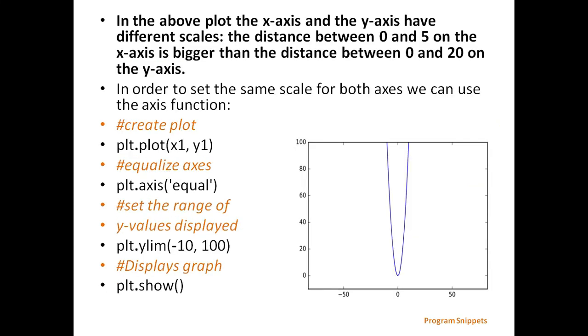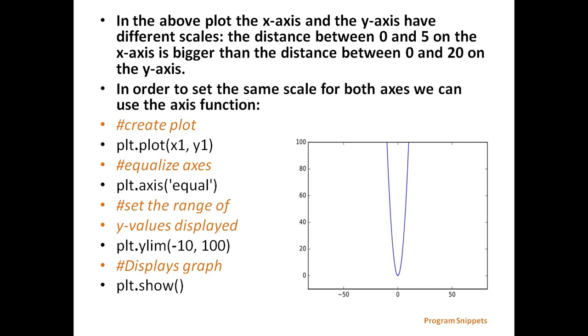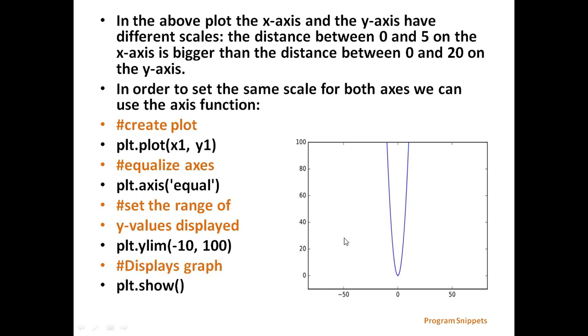In the above plot, the x-axis and y-axis have different scales. That is, the distance between 0 and 5 on the x-axis is bigger than the distance between 0 and 20 on the y-axis. In order to set the same scale for both axes, we can use the axis function. So first we'll plot the graph as plt.plot(x1, y1), and we'll set the axis as equal, and we'll set the y-axis range as -10 to 100, and it will set the y-axis from -10 to 100 and the x-axis to -50 to 50. So with the axis function, it will set the same scale for both the axes.